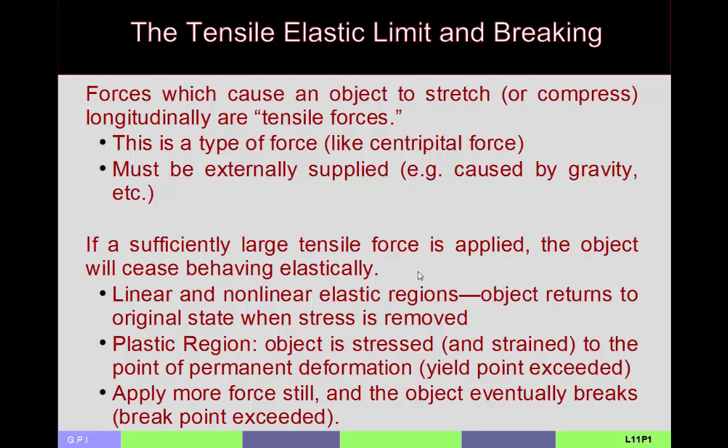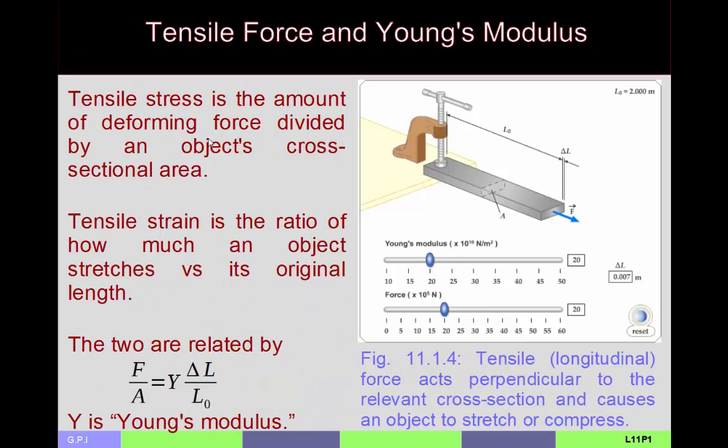And if you get a sufficiently large tensile force, the object stops behaving elastically. That's what that previous graph was showing. And eventually you get to the point where your object breaks. Even if it's like a solid metal rod, if you pull hard enough, the rod will snap. It will break off, and now you'll have two pieces of rod that you can't just stick back together. Tensile stress, or for that matter, compressing stress, is the amount of deforming force divided by the cross-sectional area perpendicular to that force.